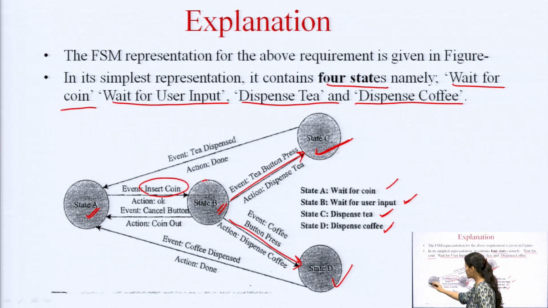But when it was in state A and went to state B, that is, the coin has been inserted, then if the request has been cancelled, which is one of the events, it will go back to the previous state, that is, wait for the coin. After dispensing the tea, it will go back to state A, the waiting state, or after dispensing the coffee, it will again go back to the waiting state. So, in this way we have recognized that there are 4 states of this application.